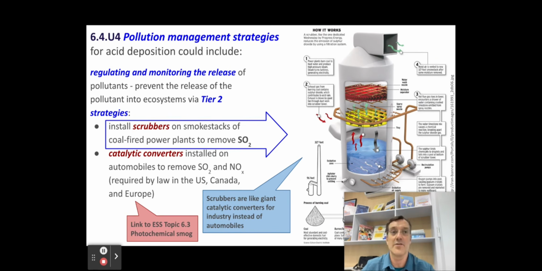We can regulate and monitor the release of pollutants by installing devices that remove sulfur dioxide and oxides of nitrogen from coal-burning power plants and cars before those pollutants enter the atmosphere. For example, scrubbers like this one can spray a mixture of water and limestone on flue gases to neutralize sulfur dioxide, and catalytic converters can convert oxides of nitrogen into nitrogen gas and water vapor. Catalytic converters you find on the bottom side of automobiles. They're made of some very valuable metals, and lately they've become the target of many thieves who resell the metals for profit.